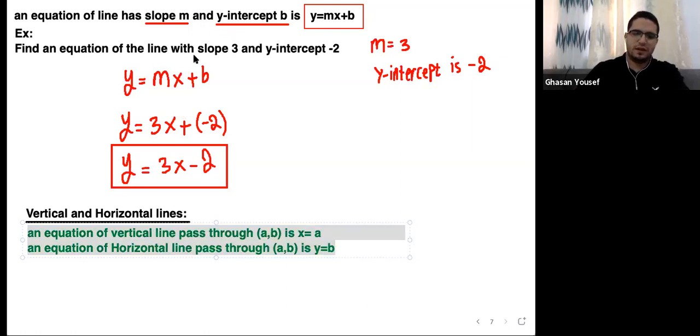The vertical line has the equation x equals a if the vertical line passes through a point (a, b). For the horizontal line, if the horizontal line passes through a point (a, b), the equation is y equals b. So this is the first one, and this is the second one.